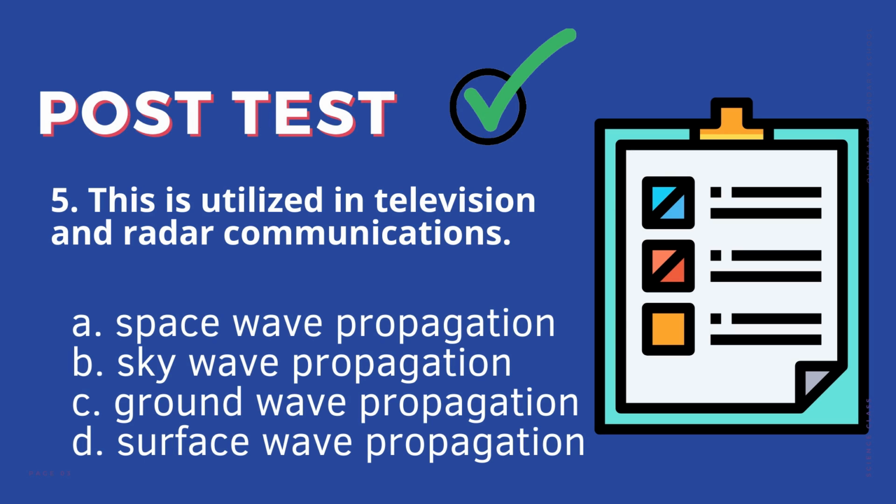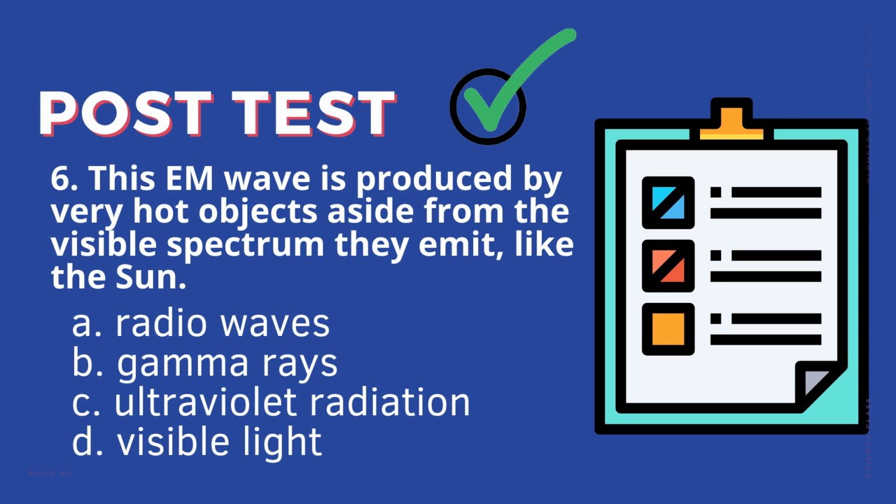5. This is utilized in television and radar communications. A. Space wave propagation. B. Skywave propagation. C. Ground wave propagation. D. Surface wave propagation. Number 6. This electromagnetic wave is produced by very hot objects aside from the visible spectrum they emit, like the sun. A. Radio waves. B. Gamma rays. C. Ultraviolet radiation. D. Visible light.